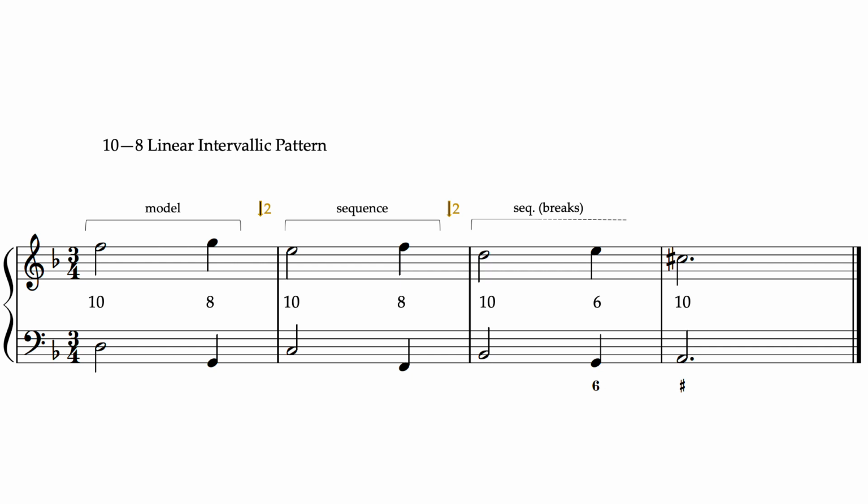So we have this sort of linear aspect of that. We have 2 different lines happening. And then there's 2 different harmonies going on within each measure, or within each model and sequential copy, in other words. And we can see this sort of patterning of 10, 8, 10, 8, 10. And that's what we call the linear intervallic pattern. And of course, intervals can tell us a lot about harmonies.